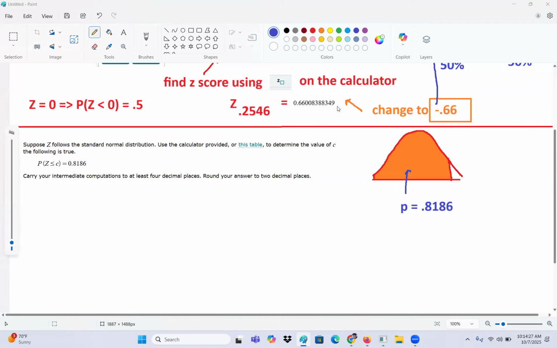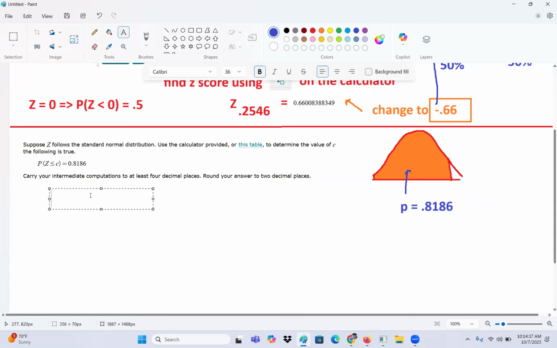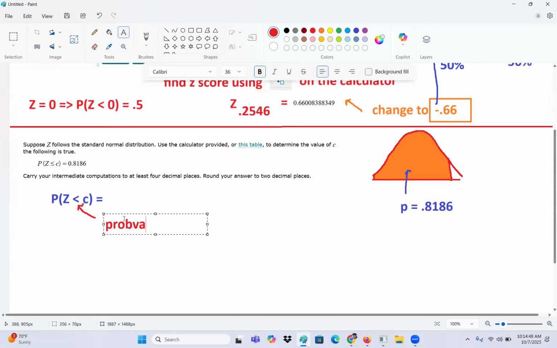Not really. We need to understand the questions because the probabilities go from the left side. The probability of z less than c is the probability to go to the left. Like an association of symbols, the area goes to the left side. The area or the probability, right, to the left. So the left area provided was 81%, around 82%.